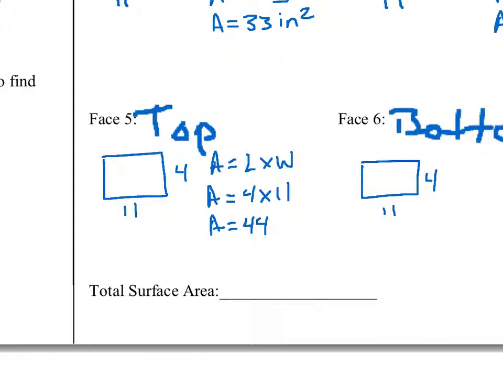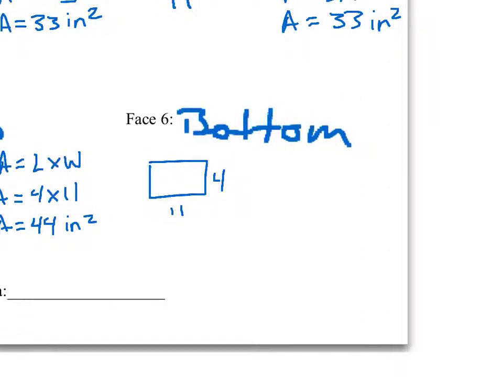So I find out to cover the top, I need 44 square inches of wrapping paper. And on the bottom, I also need 44 square inches of wrapping paper.